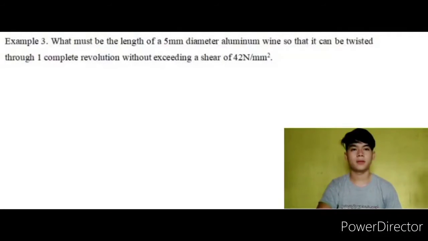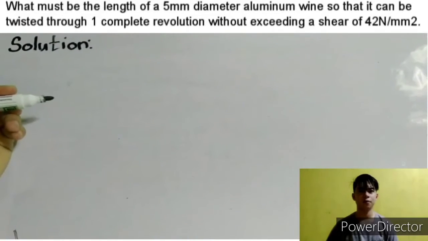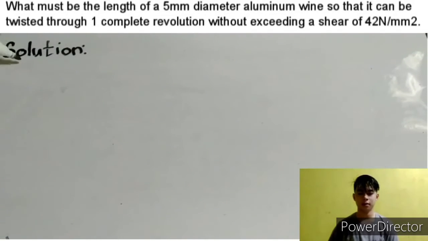So let's have example number 3. What must be the length of a 5 mm diameter aluminum wire so that it can be twisted through one complete revolution without exceeding a shear stress of 42 Newton per millimeter squared? So let's solve example number 3.